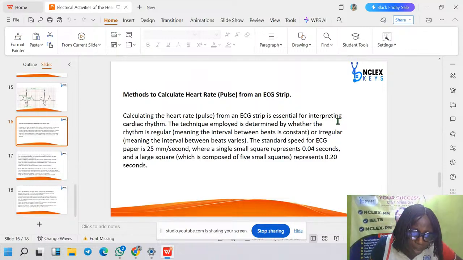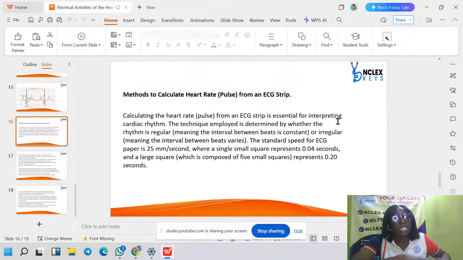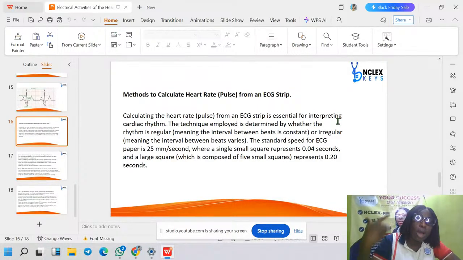If you use the R to R method for a 10-second strip and you did not remove your 30 boxes, you use the whole 50 boxes, you won't get that answer correct. So peradventure the boxes are 50, which is a 10-second strip, you will count to 30. When you are done counting to 30, you will now count how many R to R are in that 30 boxes. Let me use this to explain.